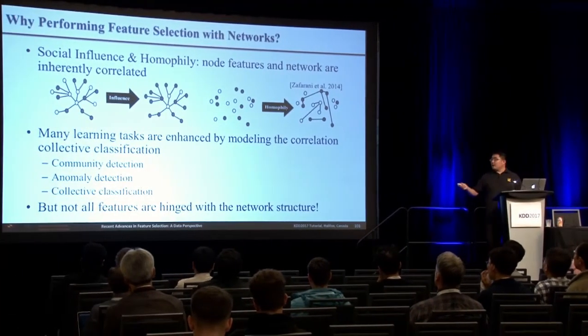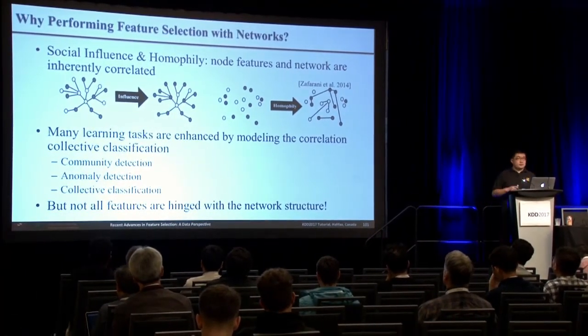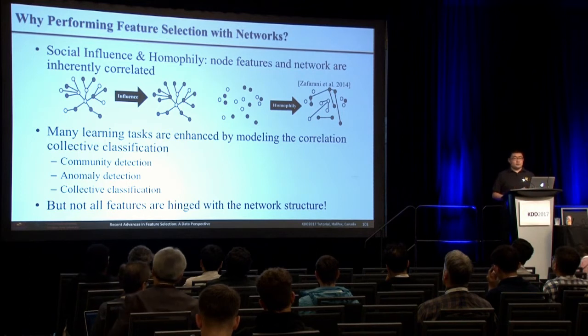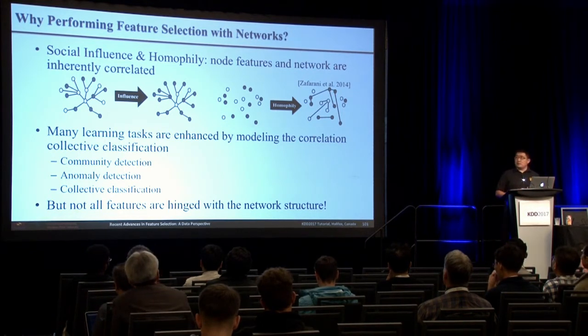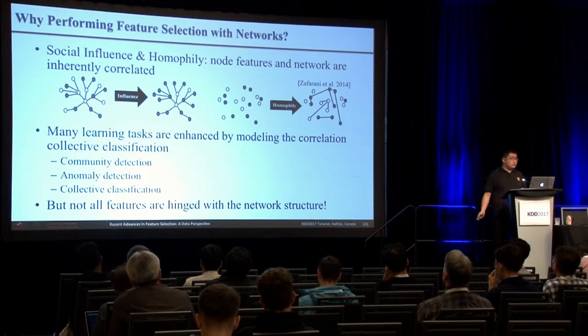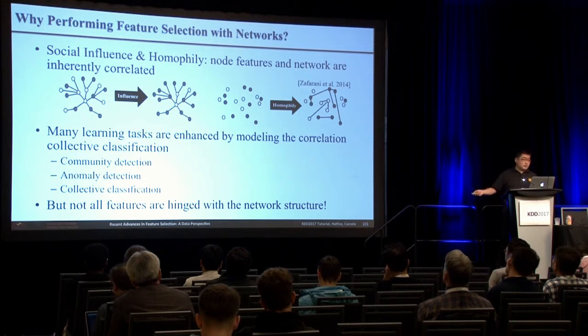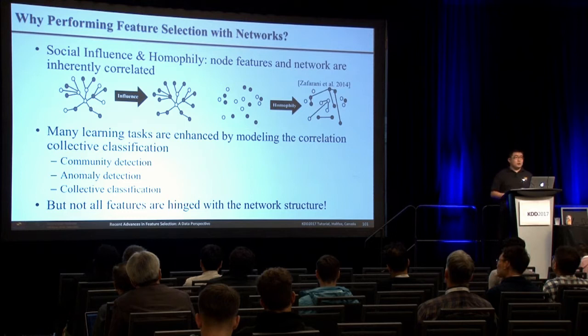And recent studies have shown that if we explicitly model such kinds of correlations, the learning performance of many tasks can be greatly enhanced. Some typical examples are community detection, anomaly detection, or collective classification. But apparently not all the features are highly correlated with the network structure.